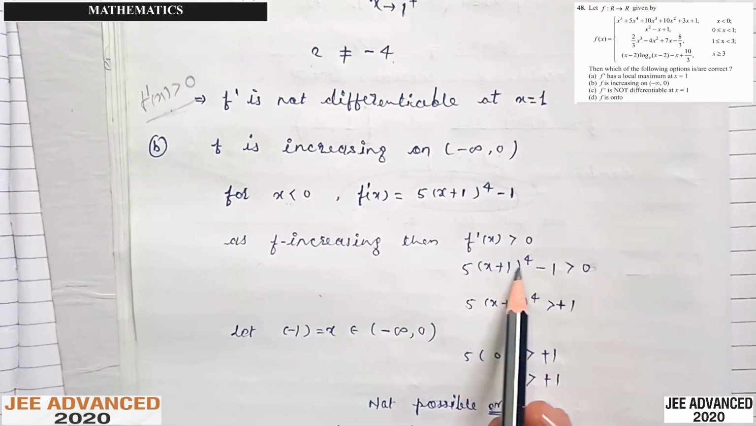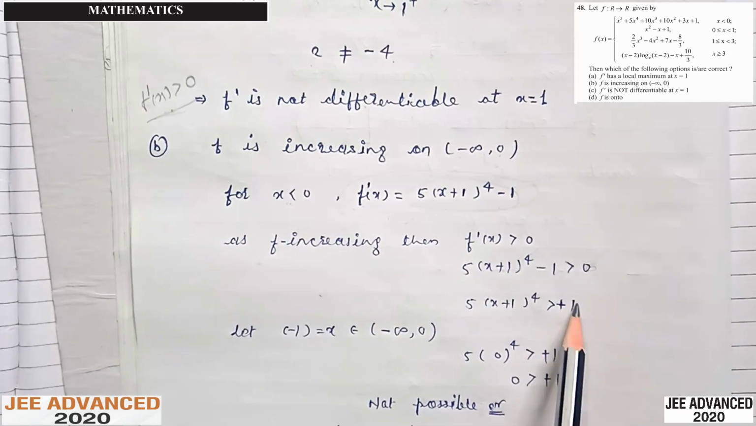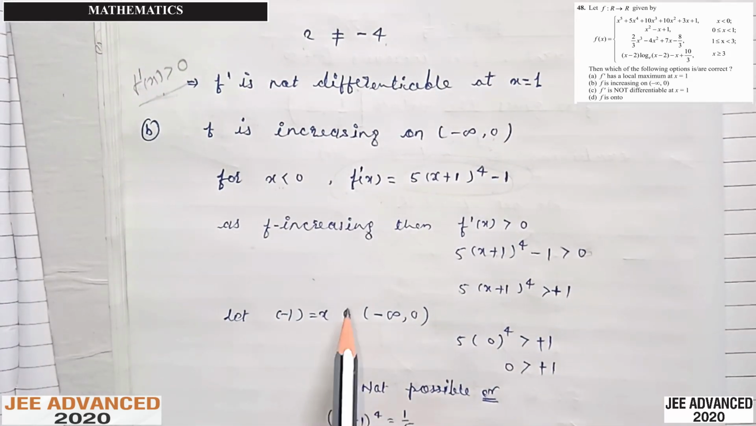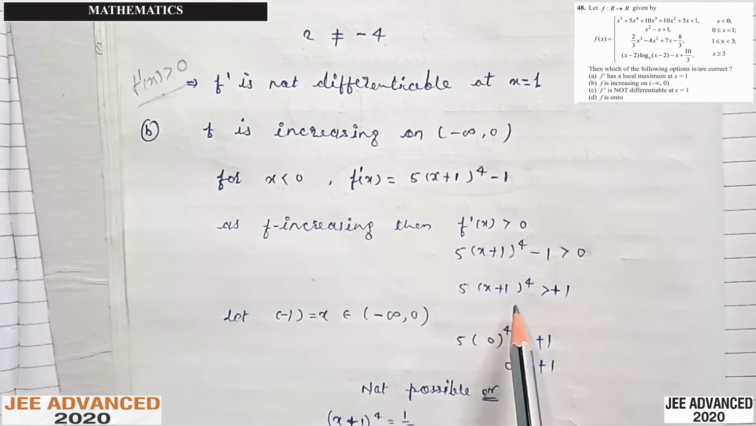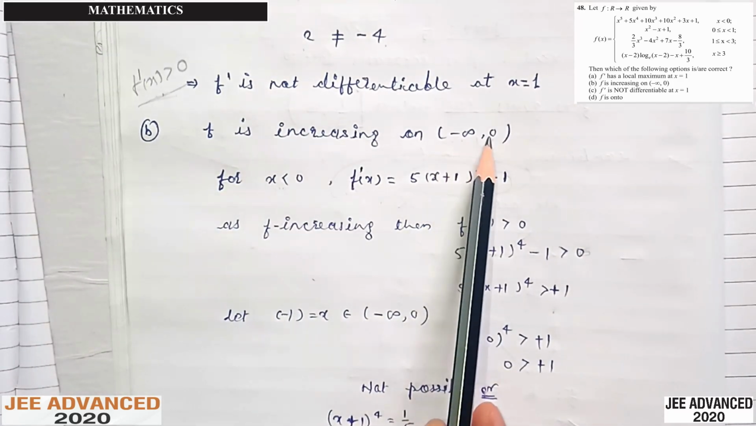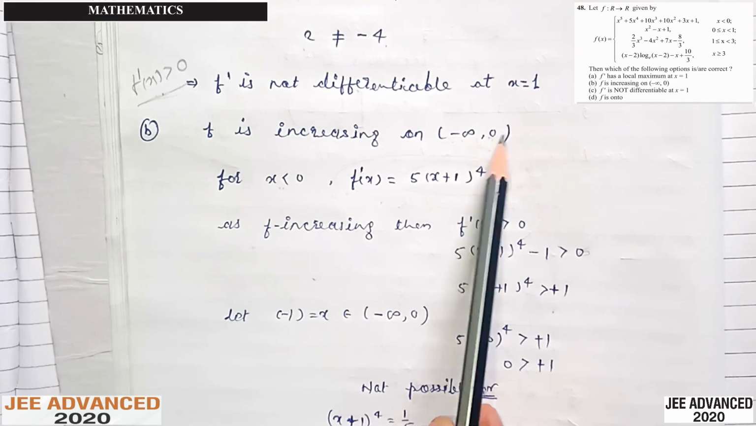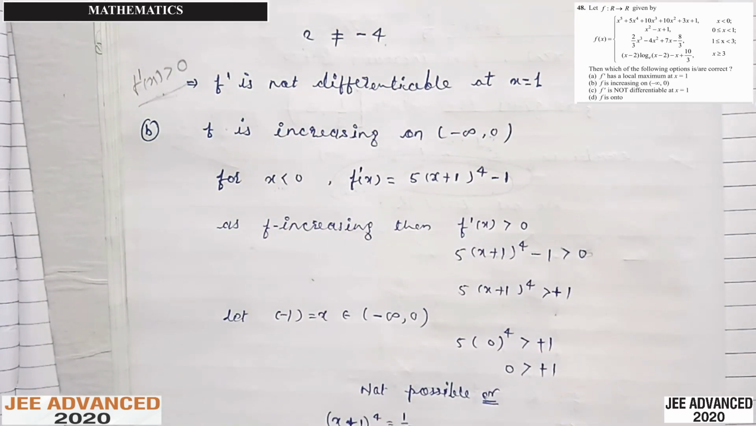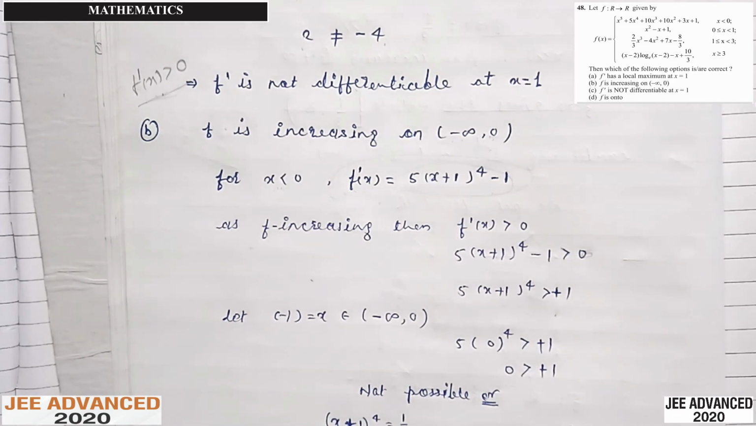If this is bigger than 0, take negative 1 here, it will become positive. So we have to verify, can this property hold for all values from negative infinity to 0? For some certain point this value may hold, but we don't have any business with these values. We want the counter value that can discard our option.